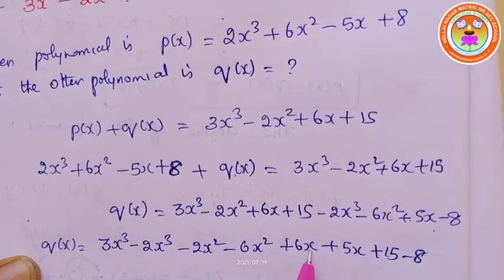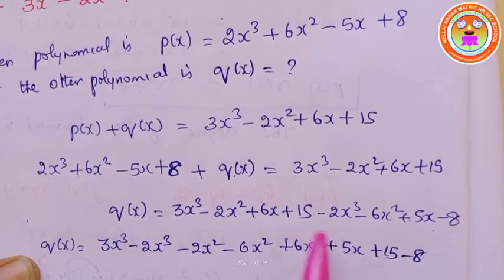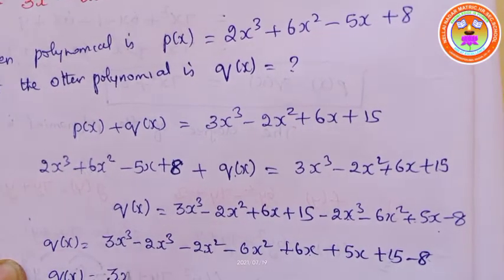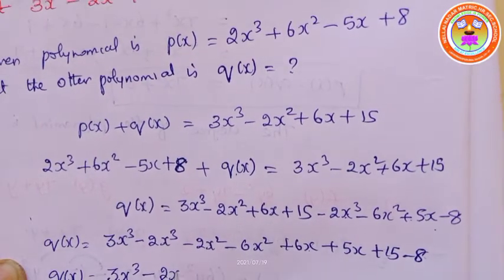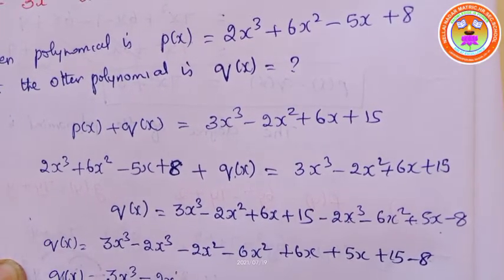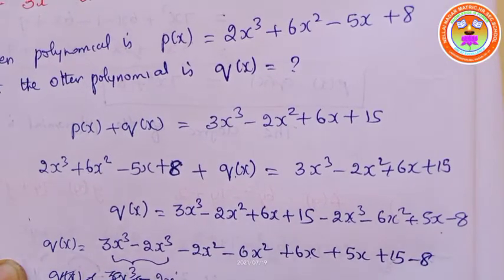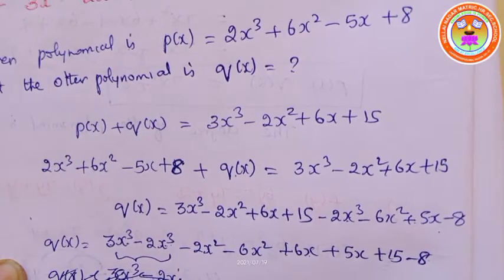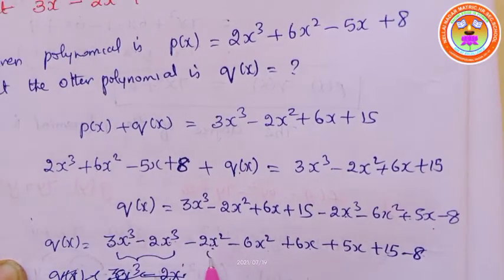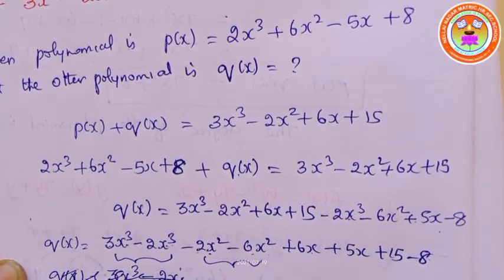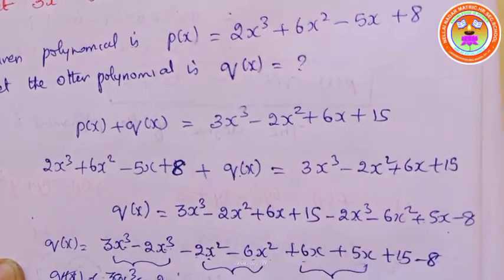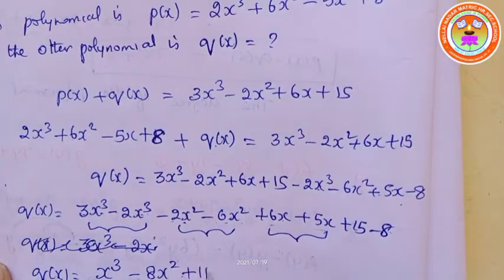1, 2, 3, 4, 5, 6, 7, 8. Check the terms, children. So q of x is equal to 3x cube minus 2x cube. Both are like terms, children. So 3 minus 2 is 1, so plus 1x cube. X squared is like term. Both are having same sign, means you can add: 6 plus 2 is 8x squared, and which is the greater number? 6. So what sign? Minus. Then x terms are like terms. 6x plus 5x is plus 11x.